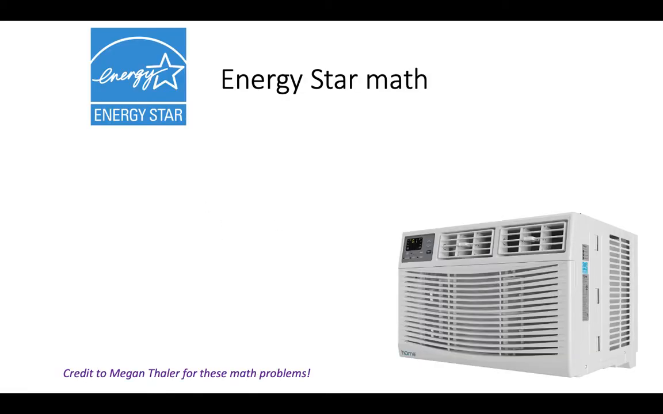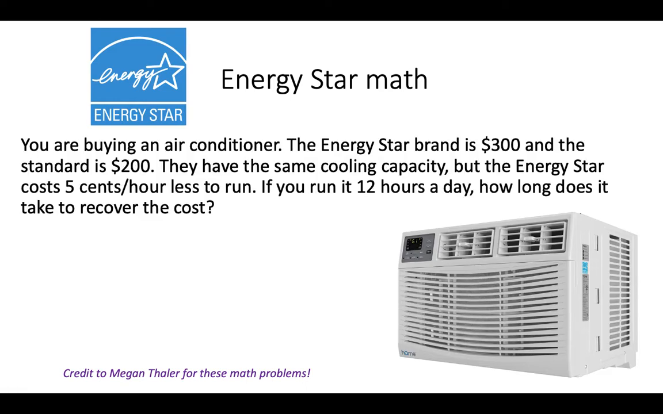Let's do some more math practice, and credit to fellow APES teacher Megan Thaler for making these problems. So you've got an air conditioner. The Energy Star brand, which is a more efficient brand of air conditioner, is $300, and the standard non-Energy Star is $200. They have the same cooling capacity, but the Energy Star costs 5 cents less to run per hour. So if you run it for 12 hours a day, how long is it going to take to recover the cost of buying the more expensive one? Just give that a shot.